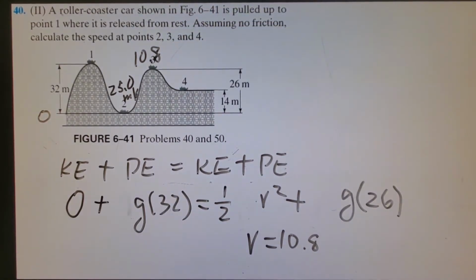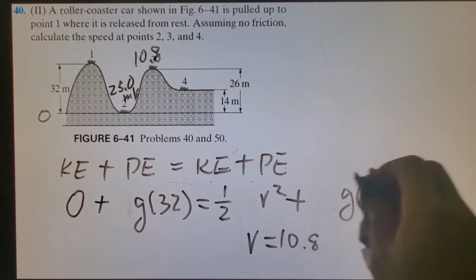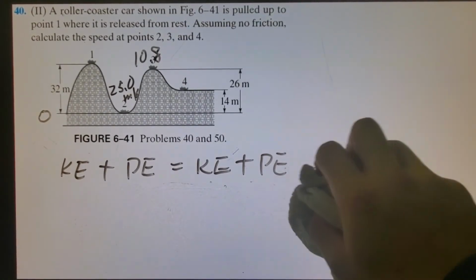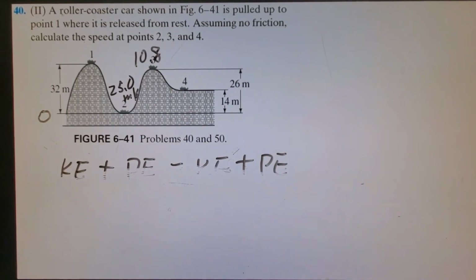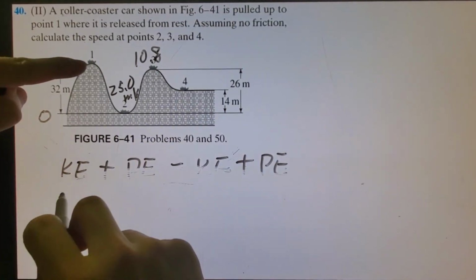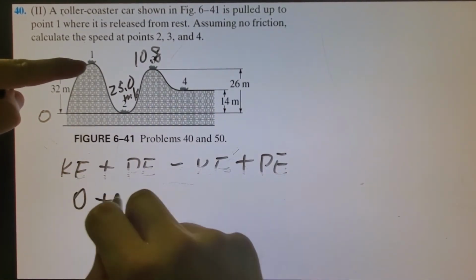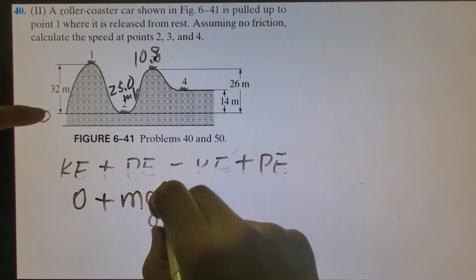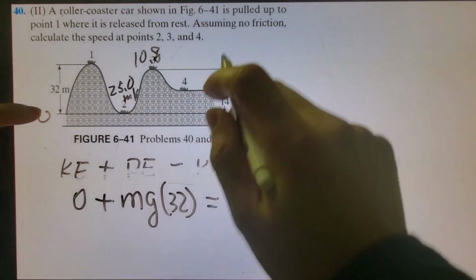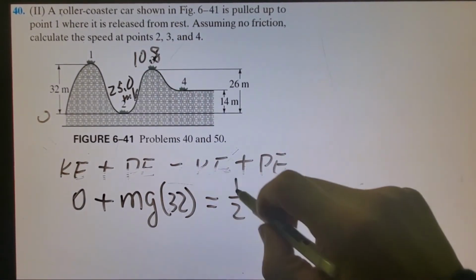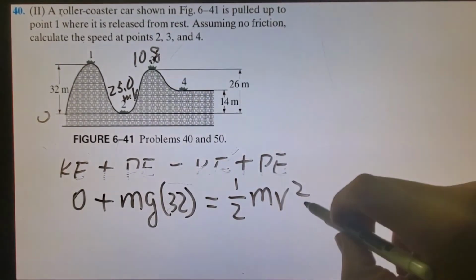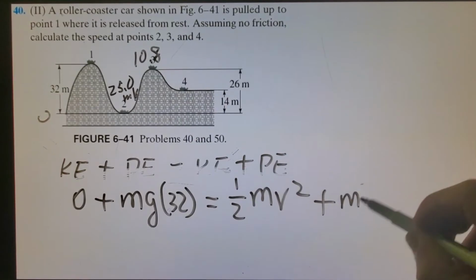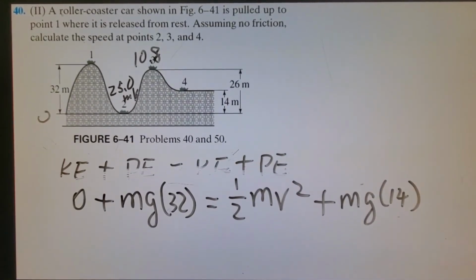How about at point 4 over here? We are going to do the same thing. We are going to plug in all the numbers. Kinetic energy at point 1 is 0. Potential energy is mgh, that is 32. That will be equal to kinetic energy over here, half mv squared, plus potential energy. The height is 14, so it is mg times 14.